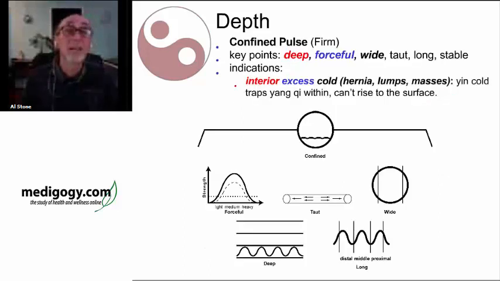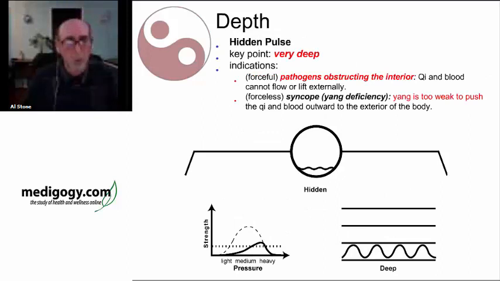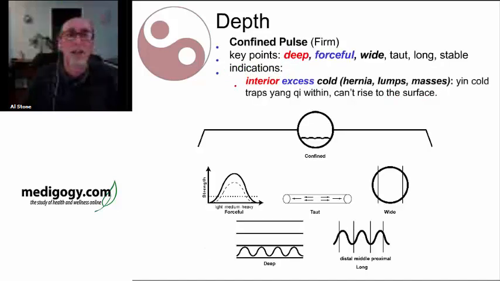And as it turns out, the confined pulse is really the same as the deep pulse or the hidden pulse, but it's the forceful type. We have this situation where there is a pathogenic factor, likely cold, that's confining the pulse from rising up. And so we have a deep pulse, but it is forceful. Let me get that green arrow in there right there. Now, one thing that is unique about this pulse is the word stable. And this comes from the fact that the pulse never really goes down to the zero point because it's truly full.